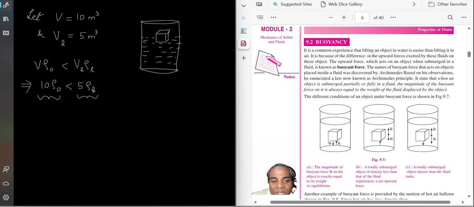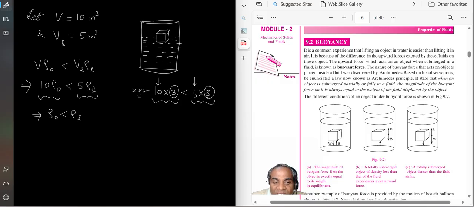That means how can it be possible? Let us say 10 into 3 may be less than 5 into 8. So this 3, if I assume as rho O, this 8 as rho L, you are understanding. So when the product on the left side is less than the product on the right side, with one of the quantities greater than the other, then obviously the second quantity, that is in this case rho O, has to be less than rho L. Okay, that's how we can understand.